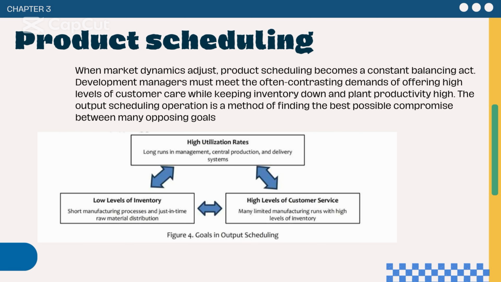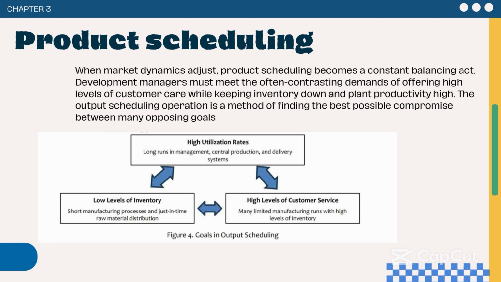So the next one is production scheduling. Production scheduling involves organizing production processes to balance multiple, often conflicting goals. This is particularly challenging in dynamic market conditions where customer demands and inventory levels fluctuate. So we have goals in production scheduling.